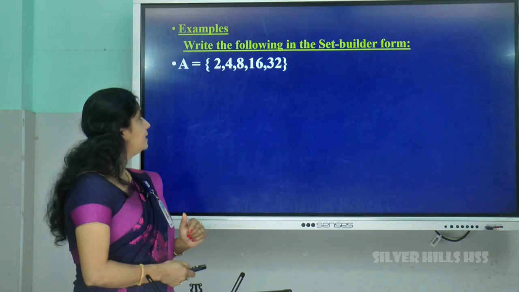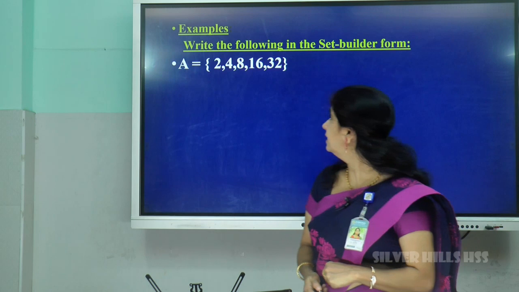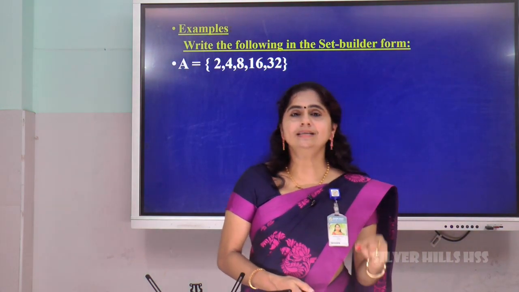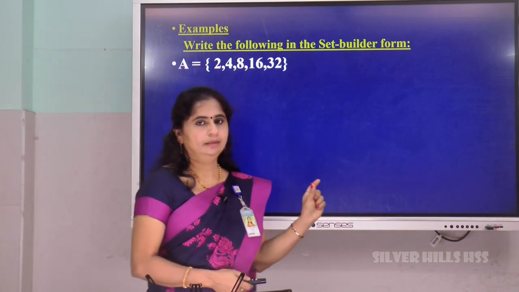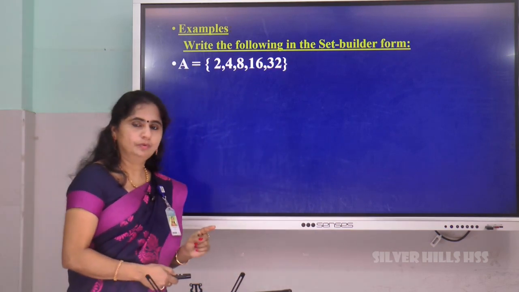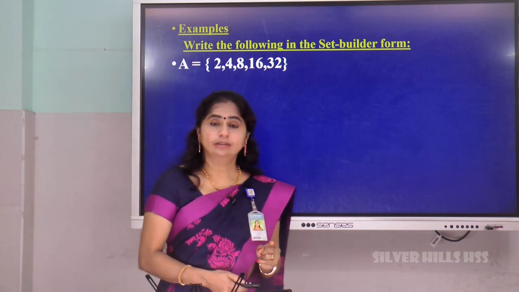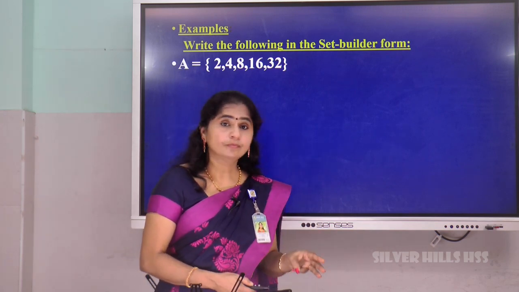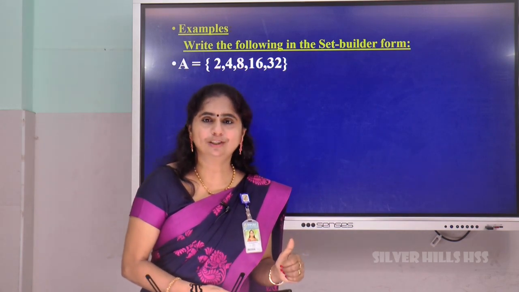First one, A is equal to the set 2, 4, 8, 16, 32. We are asked to write this in the set builder form. First, we'll look for the common property in that set. You can see the first element is 2, which is 2 raised to 1. Second element is 4, that is 2 square. Third element is 8, that is 2 cube. Fourth element is 16, 2 raised to 4, and 32 is 2 raised to 5.